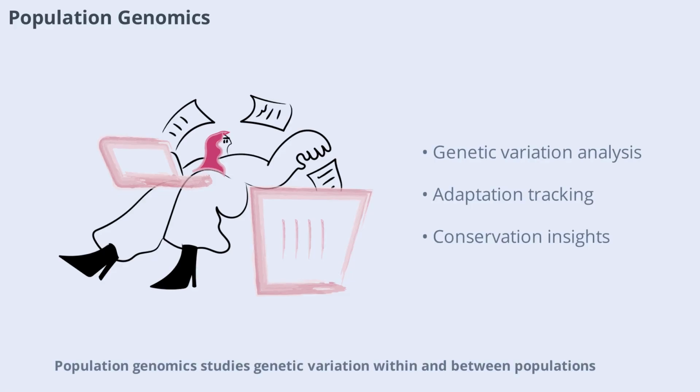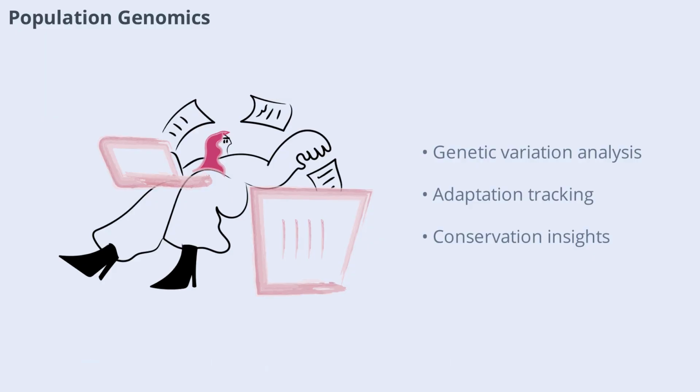Population genomics studies genetic variation within and between populations. Bioinformatics tools analyze large-scale data to track how genes spread, identify adaptations, and understand the genetic basis of traits. This research informs conservation efforts, public health strategies, and our understanding of human evolution.